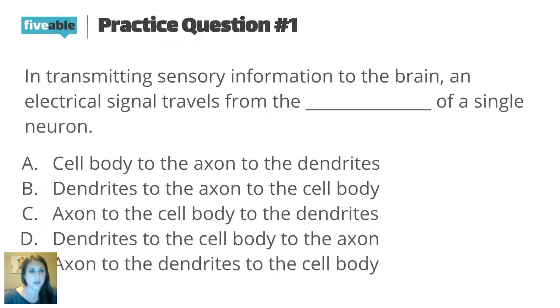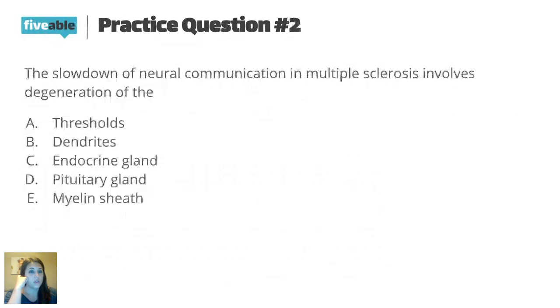Good job. All right, question 2. The slowdown of neural communication in multiple sclerosis involves degeneration of the blank. I think I gave this one away at the beginning. But think about what we talked about that helps speed up neural communication. And that's question number 2 in the poll. So see if you can answer that one.